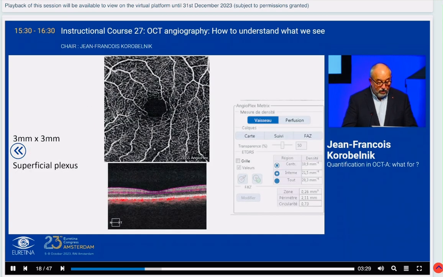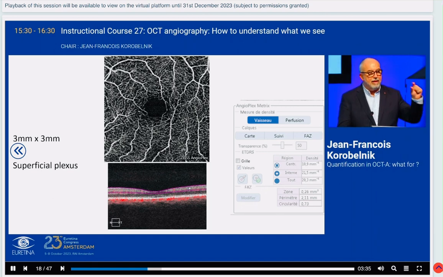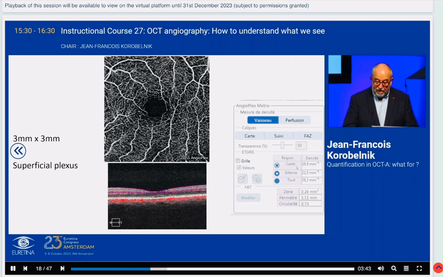So using the 3x3, you can analyze the superficial plexus, and you know with OCTA, one thing that has been shown very nicely is that you can separate the layers. So with the superficial capillary plexus, you can measure the vascular density and the perfusion. What does it mean, the vascular density and the perfusion?